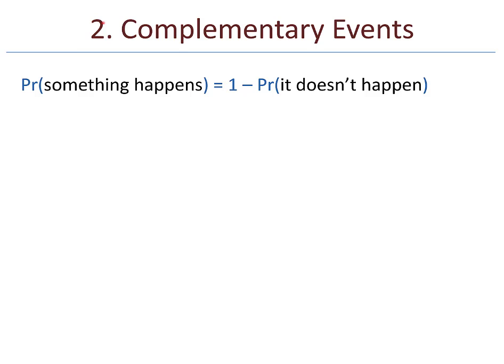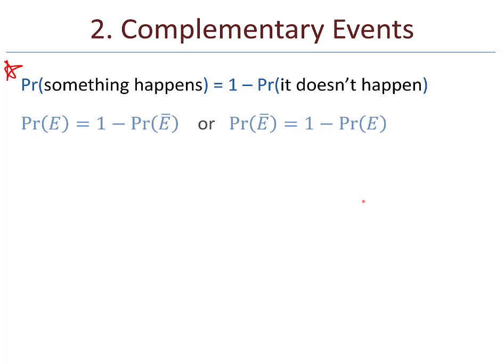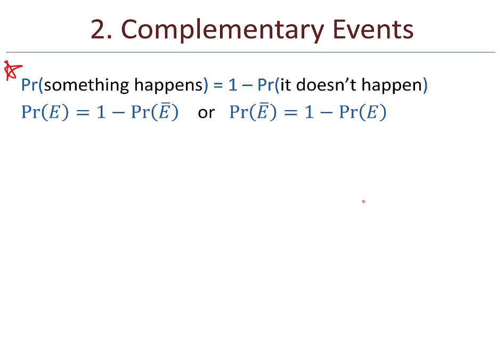Let's talk about big idea number 2, complementary events. And this is simple but exceedingly useful. This idea that the probability that something happens is 1 minus the probability that it doesn't happen. We might represent this symbolically by saying the probability of an event equals 1 minus the probability of not the event. So sometimes you see the bar over the E, meaning the event doesn't occur.